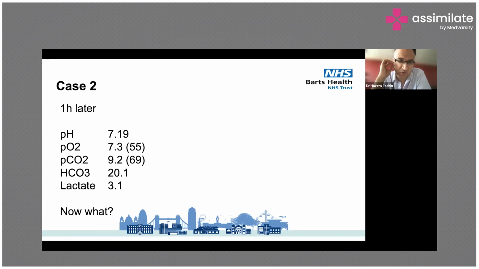Personally, I don't like the term type 2 respiratory failure because it indicates that the patient has got COPD. Usually, it's a bit old-fashioned. I prefer the term hypercapnic respiratory failure because it's more descriptive of the situation. Okay.